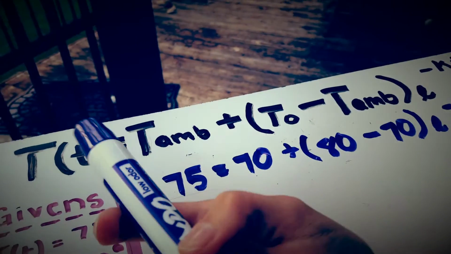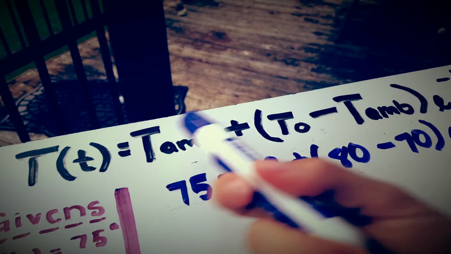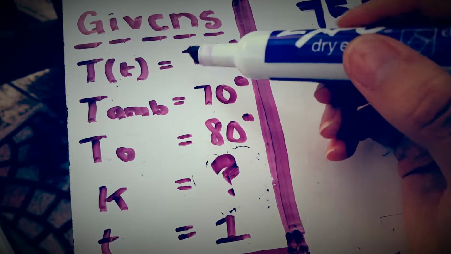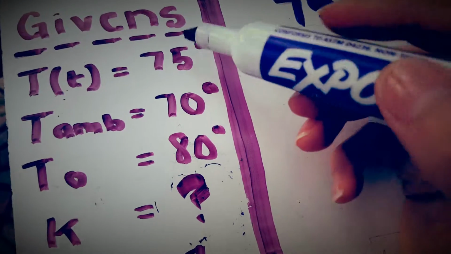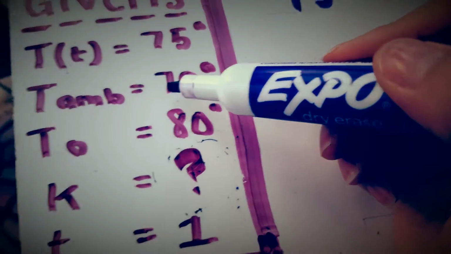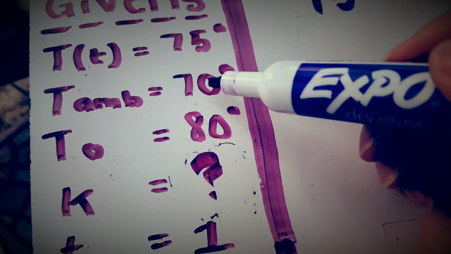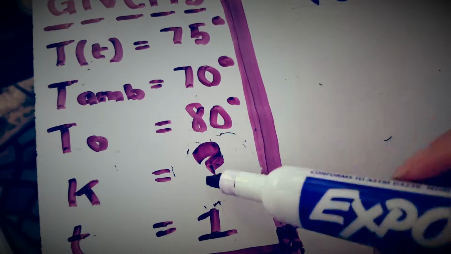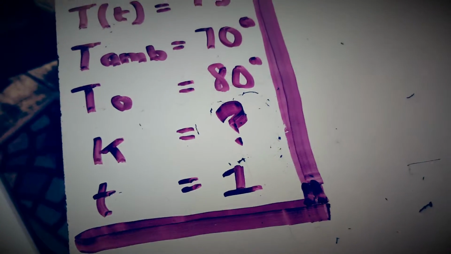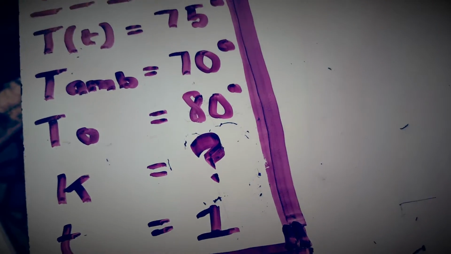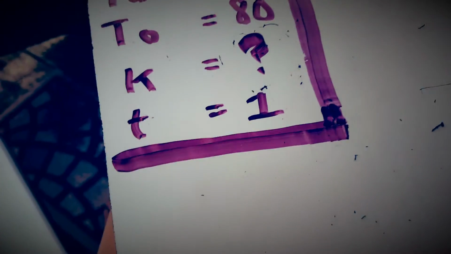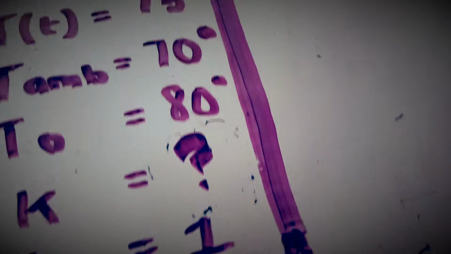I went ahead and wrote down Newton's law of cooling up at the top here, and I've written down my givens. We have the temperature at the time of T, the temperature of the room, the temperature of the object, K, and T. I came to T equals 1 because we are given 2 times, 4 p.m. and 5 p.m., and there is an hour difference, so that is how I came up with 1 for T.